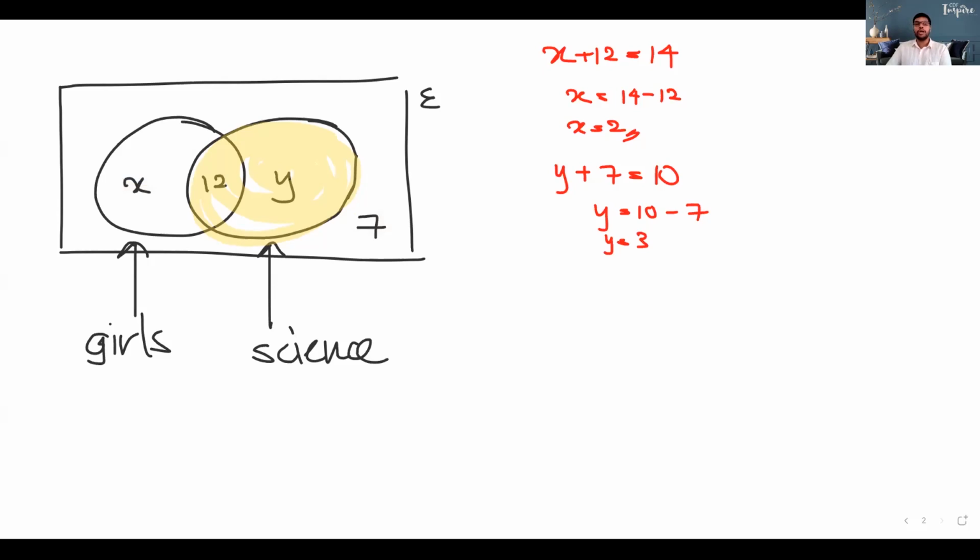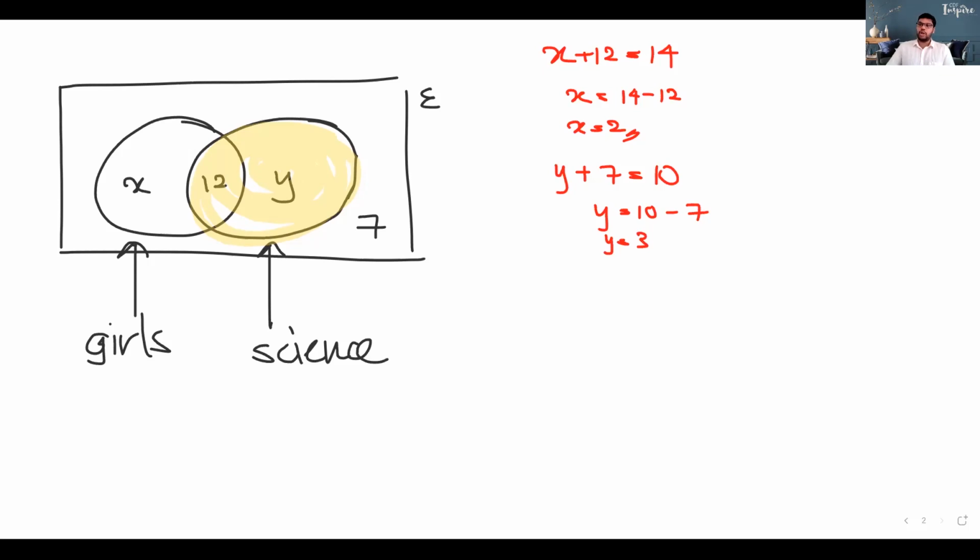Why is it 15? Because everyone inside this circle for science, the shaded circle, the yellow color circle that I have shaded here, all the science students are here. So girls and boys both. We know that y is 3. So 3 plus 12 gives us 15 students who enrolled for science. Excellent. Very good.